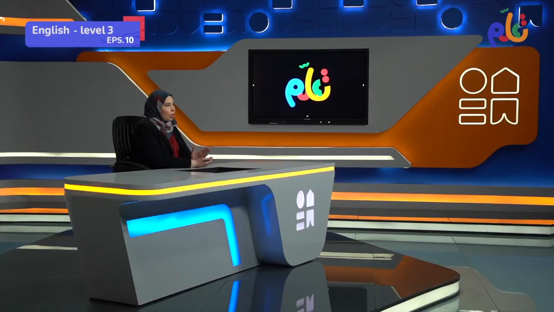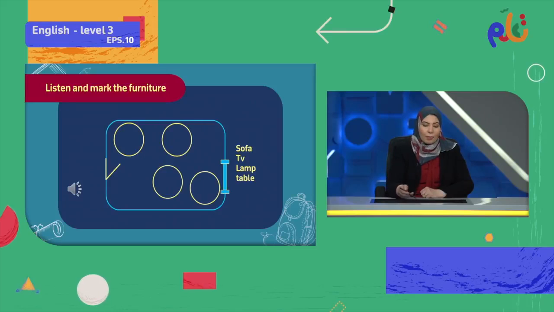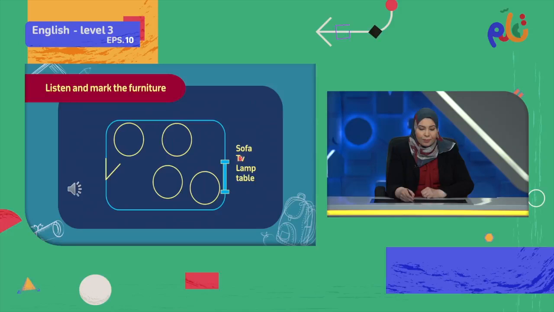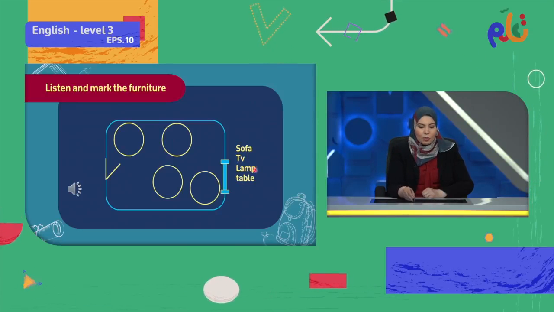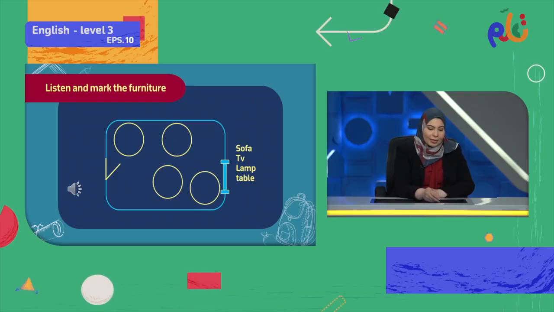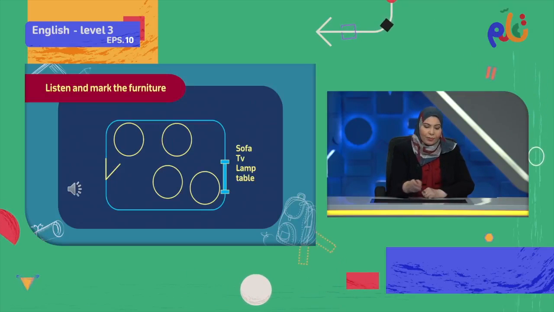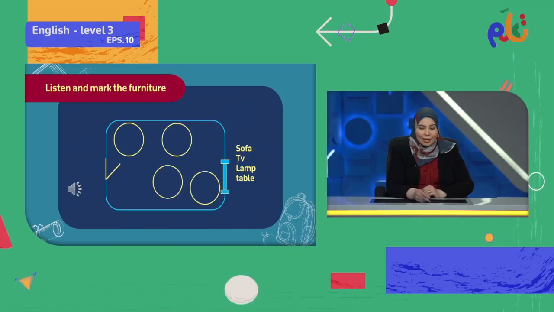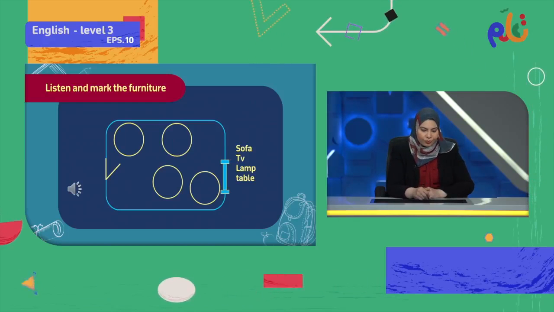Let's again try one more time, do our second listening, and let's see if we can mark the furniture in the second room. Let's look at the furniture and let's first identify the room. We have sofa, TV, lamp, and table. دي الitems الموجودة عندنا. And زي ما قلنا, this is the door and this is the window. Let's listen and let's try to mark the furniture.